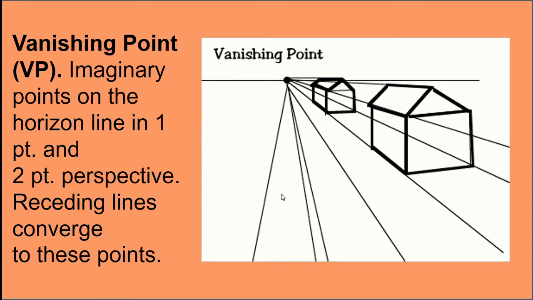Vanishing points. Vanishing points are an imaginary point on the horizon line to which 1, 2, and 3-point perspective, etc., goes back in space. And your edges converge to that point. Do you see how all of these lines seem to be coming to this point and getting smaller and smaller as they come towards this point?